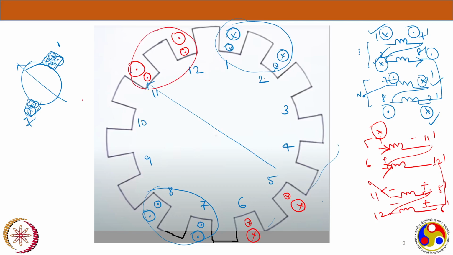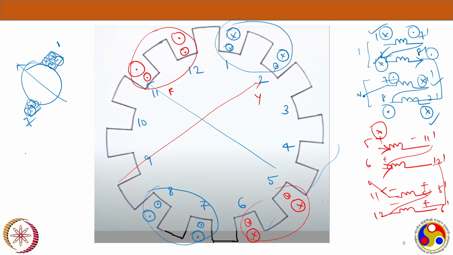Now these will form a coil group and these will form a coil group, and if you see the right hand thumb rule, it's entering here, coming out, and you will see it like this. This is how we will see it for the Y phase. This is how it is for the R phase. And now what's left is the B phase.